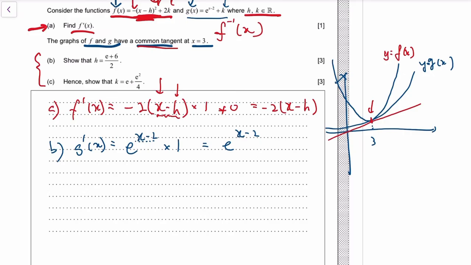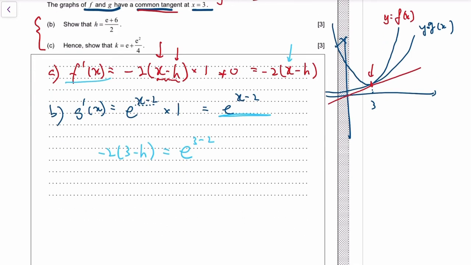And so the gradient of the tangent to f when x is 3 would be, you put 3 into x. Okay, you have to put 3 into x of the derivative to actually get the gradient. The same thing as g. And they should be the same, because it's a common tangent, right? So they have the same gradient.